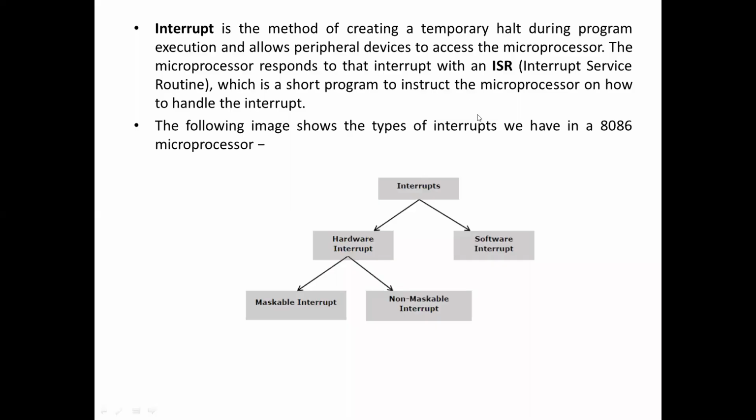So interrupt is the method of creating a temporary halt during program execution. Means if we are executing a main program, and at that time any peripheral device wants to communicate with the microprocessor, then it will create an interrupt to the microprocessor. Mainly interrupts are classified under two main categories. One is hardware interrupts, another one is software interrupts.